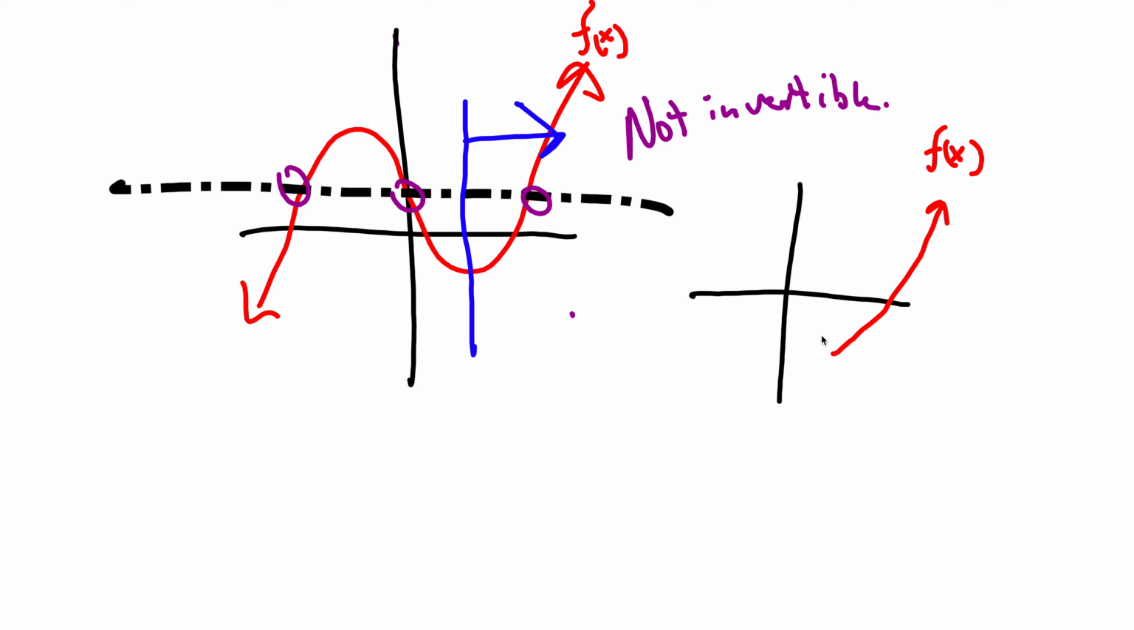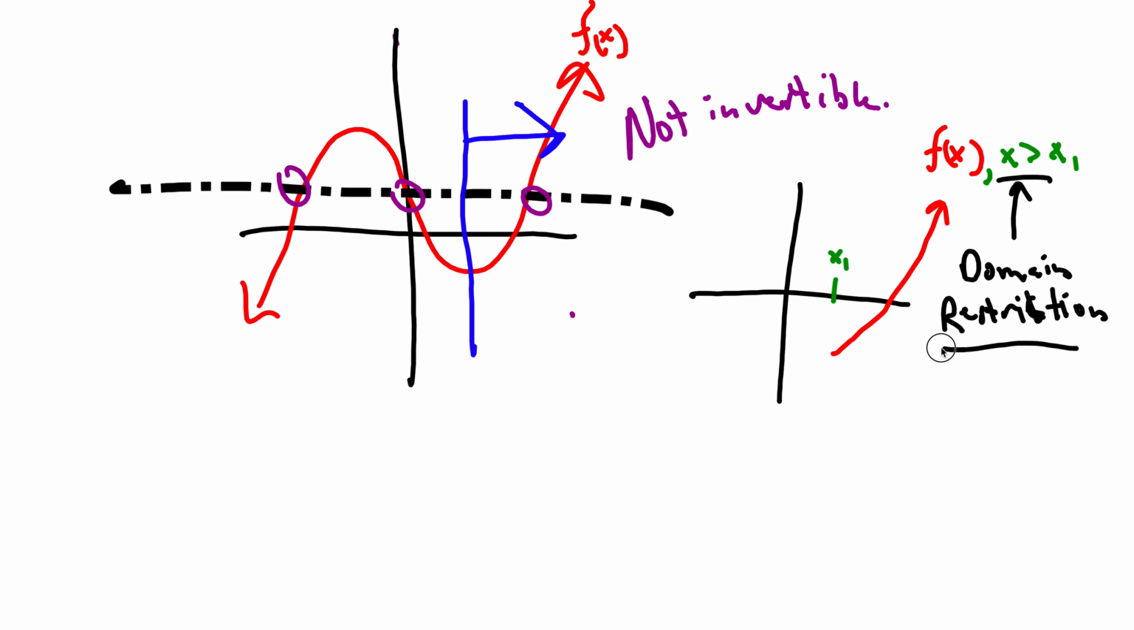What's the difference? Here I'm looking at f of x, but I'm only looking at x values from this x, let's call that x sub 1, and greater. So we'd say that x is greater than x sub 1. That is, we're just looking at this piece. What we've done is restricted the domain. So this is a domain restriction that makes the function invertible. And we'll talk about how you find the inverse in the next video.